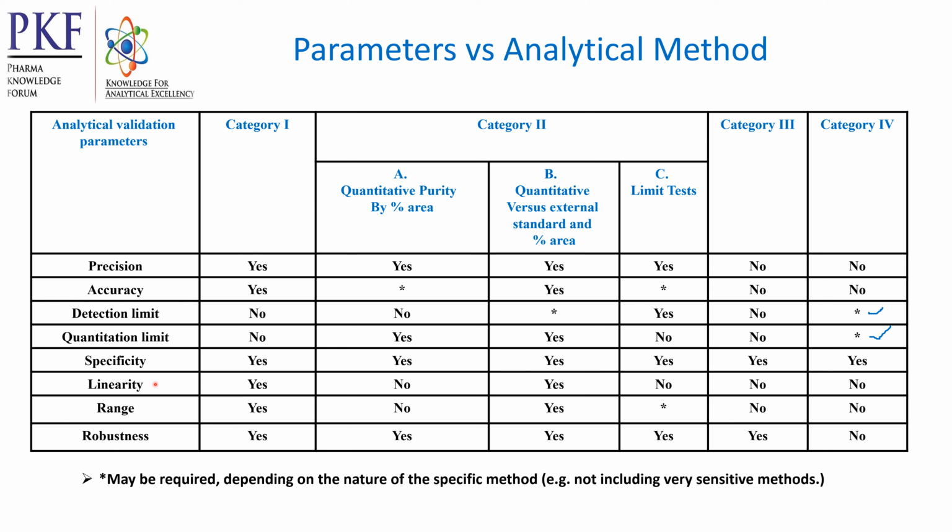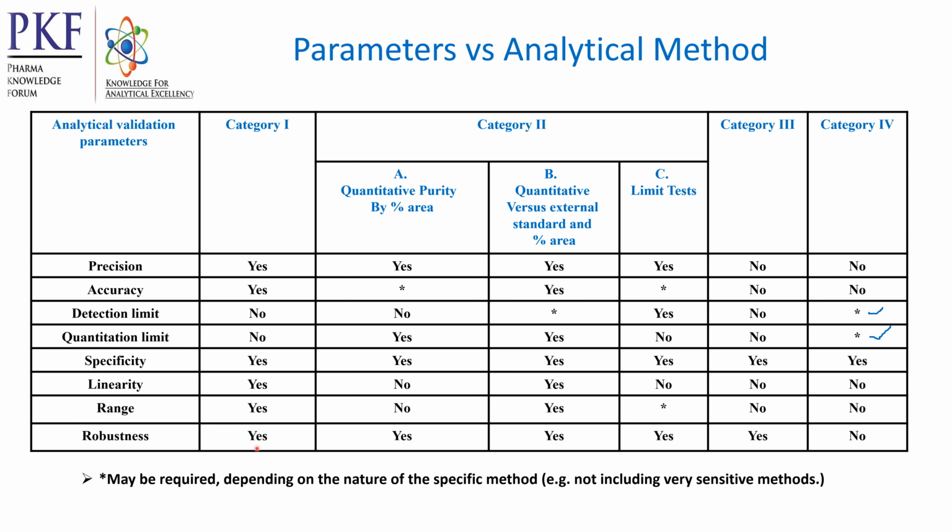Linearity parameter category 1 is required, category 2A not required. Category 2B must be performed. Category 2C not required. Category 3 not required. Category 4 not required. Range category 1 must be performed. 2A not required. 2B must be performed. Category 2C, based on sensitivity of the method, appropriate decision can be taken. Category 3 not required. Category 4 not required.